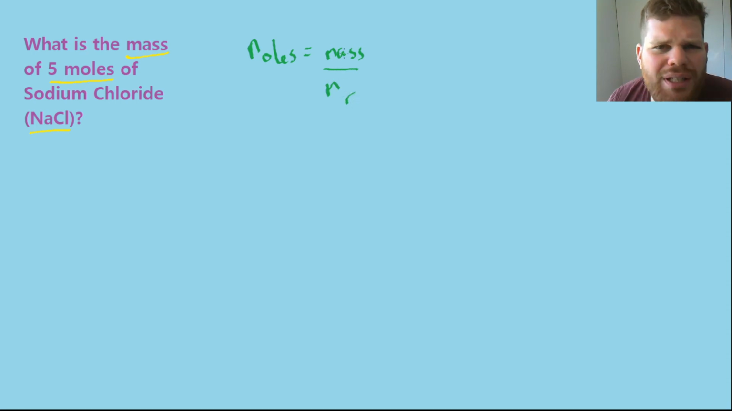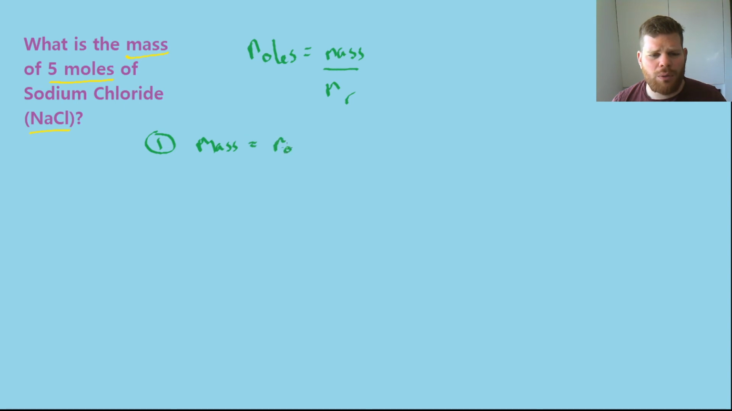Now, first things first, what we should notice from the question is that we're after the mass. So step number 1 in answering this question is going to be rearranging our equation. We rearrange our equation so that the mass equals moles multiplied by MR. Step number 2, in this, we know how many moles we've got, because that's written in the question. So we've got 5 moles. But what we don't know is what the MR is. So we've got to calculate the MR.